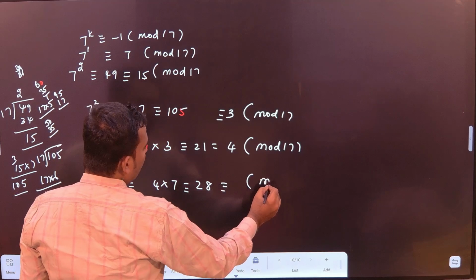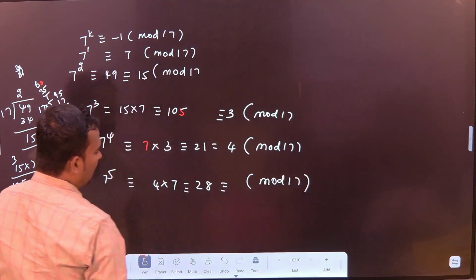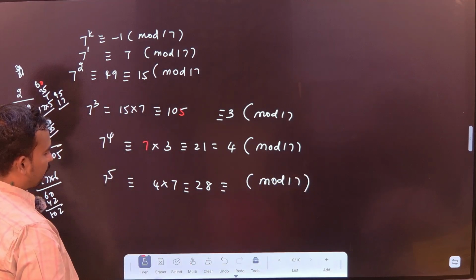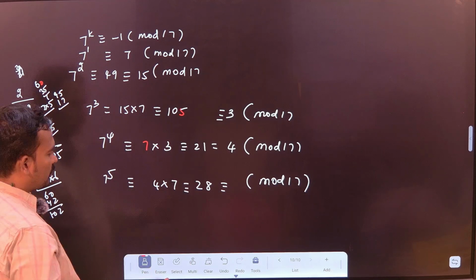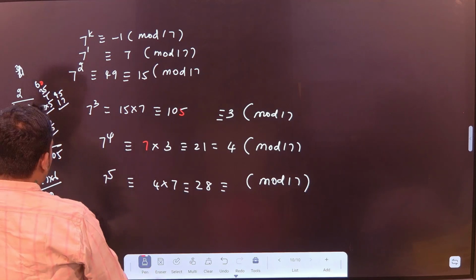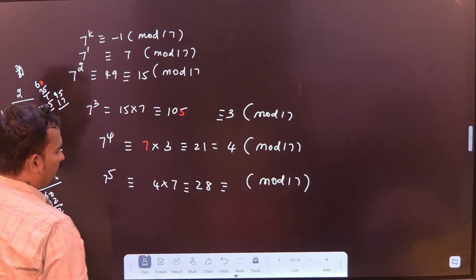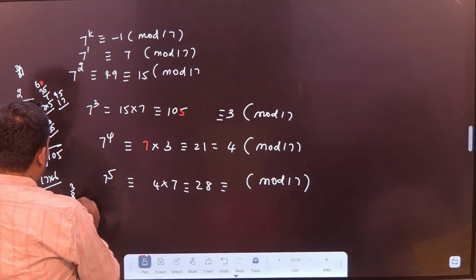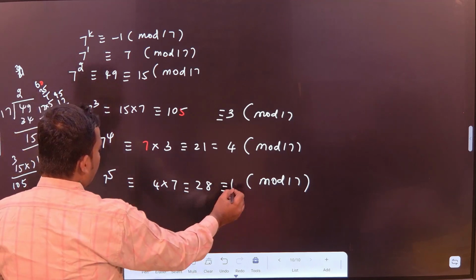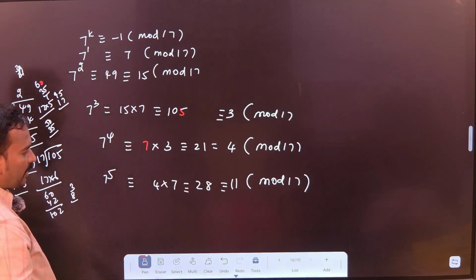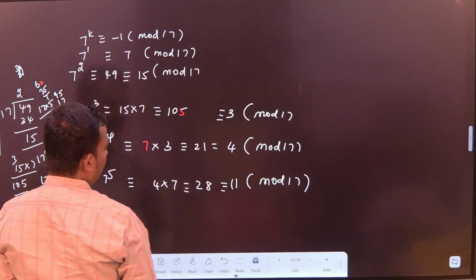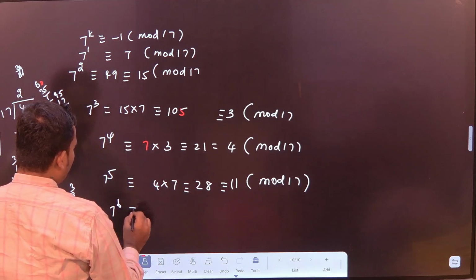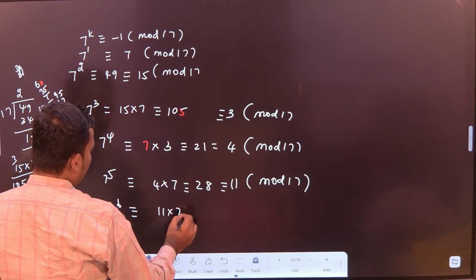28, when you divide by modulo 17, what is the remainder? So 2 times is not possible here, right? So 1 time only possible. So here is 3, here is 8, so 11, clear? 11 is the remainder, correct. So 7 power 6 you can take, so 11 into 7, it is 77.